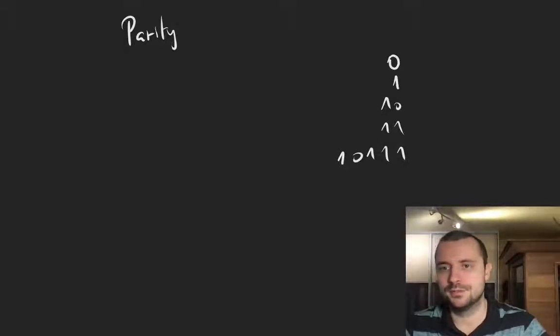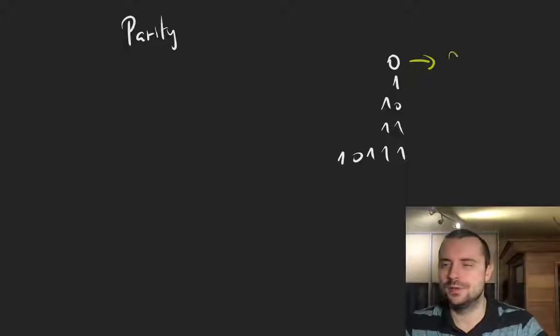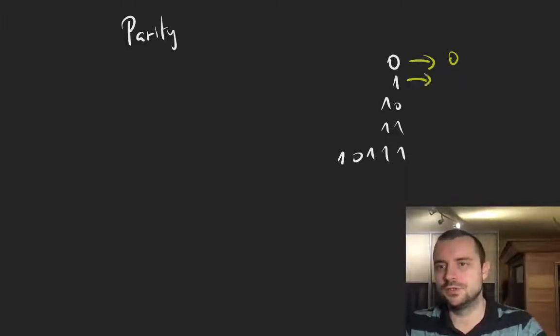Let's have this number. Okay, cool. So we create a function that accepts this input, and the output should be: if the number has an odd number of ones, return 0. If it's an even number of ones, it returns 1, right?